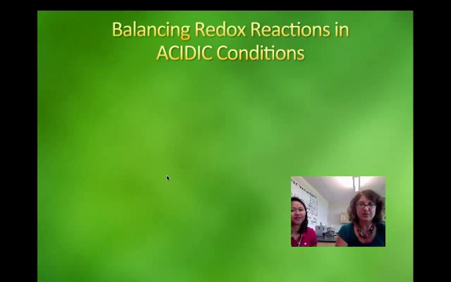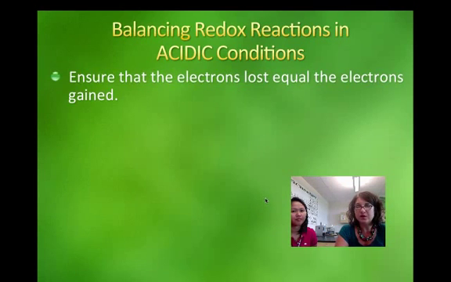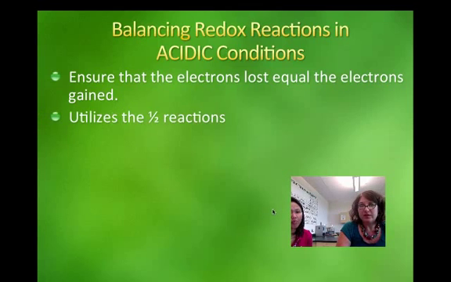Balancing redox reactions. If we have acidic conditions, we have a different set of rules than basic conditions. So let's go through step by step, and then I'll show you a couple of examples. First of all, the idea here is to make sure that the electrons that are lost are equal to the electrons that are gained. Yes, they should be equal. We're still following the law of conservation of mass. Very important.